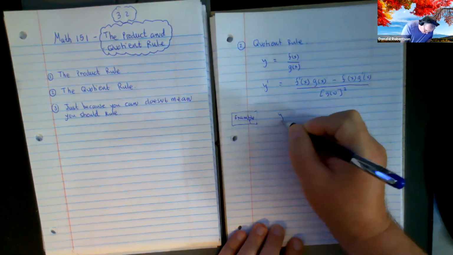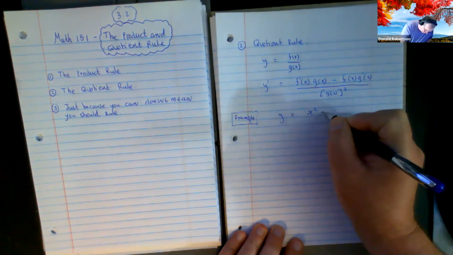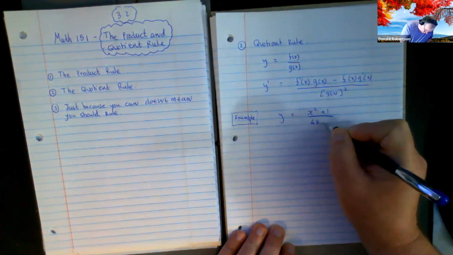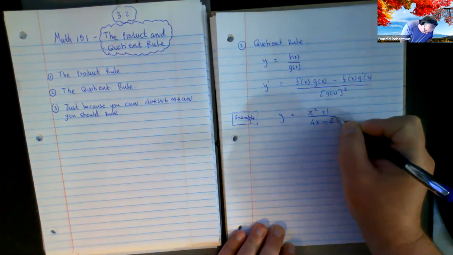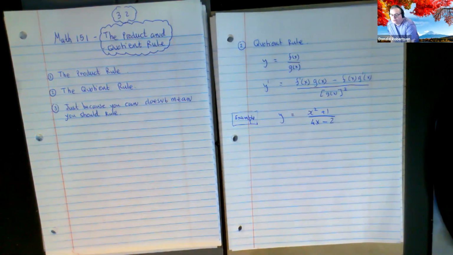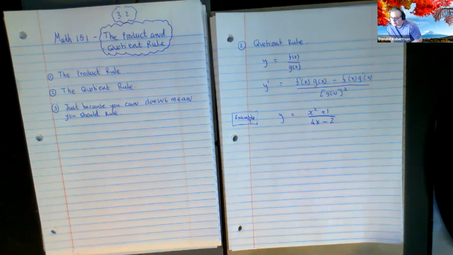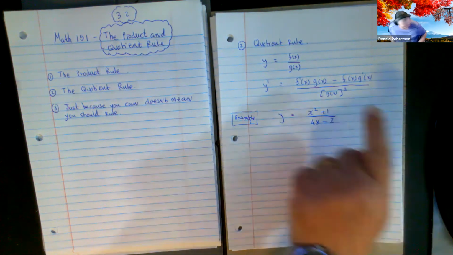We'll keep it simple. x squared plus 1 over 4x minus 2. We wouldn't be able to differentiate that using the power rule. There's no real algebra you can use to break this apart in some way and use a power rule on it. We just couldn't do it. The only way we can do a question like this is by applying the quotient rule.